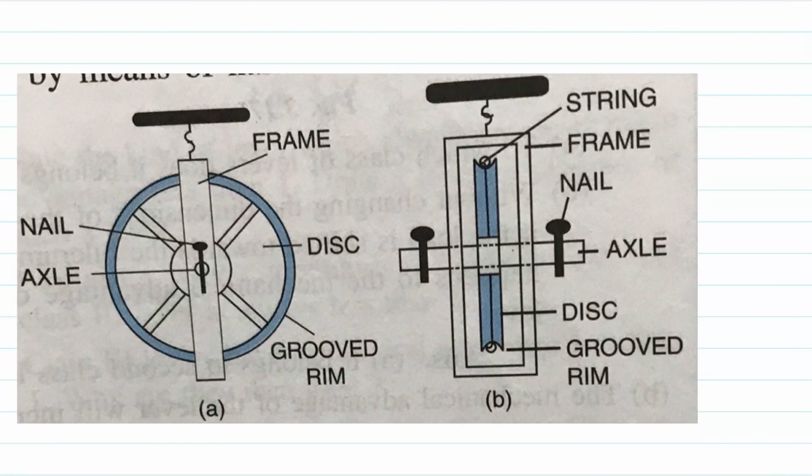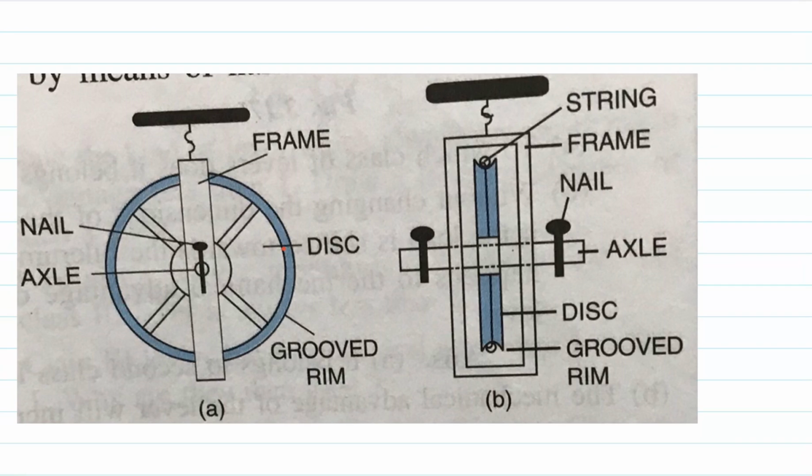A pulley in its simplest form consists of a disc. In the diagram you can see the disc. The disc is made of wood or metal. The disc may be a metallic disc or a wooden disc. And the disc has a grooved rim around its circumference, and a rope is made to pass over the grooved rim of the pulley. This disc can rotate about an axle. At the center you can see the axle. This disc can rotate about an axle passing through its center.